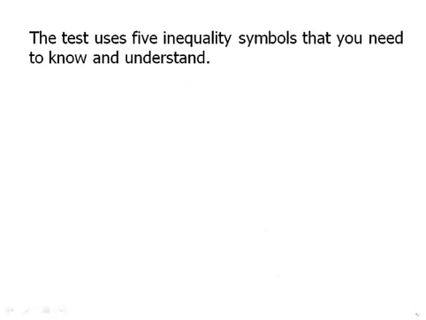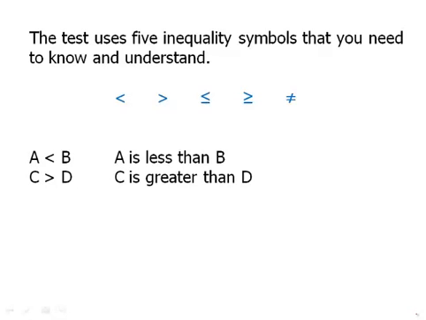The test uses 5 inequality symbols that you need to know and understand. These are the 5 inequality symbols. So let's talk about these. First of all, the less than and greater than symbols. A is less than B, C is greater than D. First thing I'll say is that it might be helpful to remember these by thinking about them as the jaws of something like a crocodile. In other words, it's open toward the bigger thing. The crocodile's hungry, so it wants to eat the bigger thing. That's a wonderful little trick that they teach little kids, but it can be very helpful if you have any confusion between these two symbols.